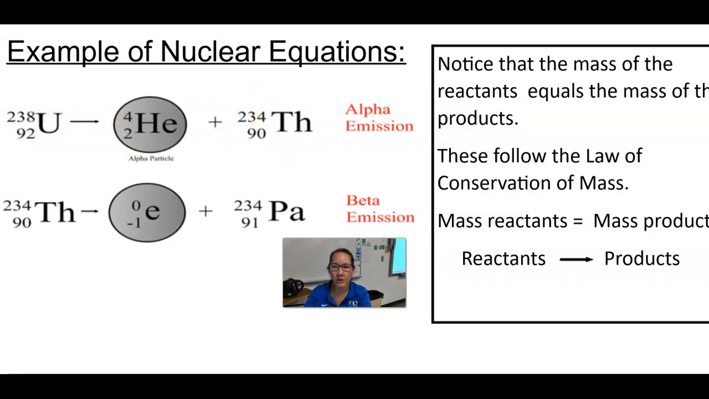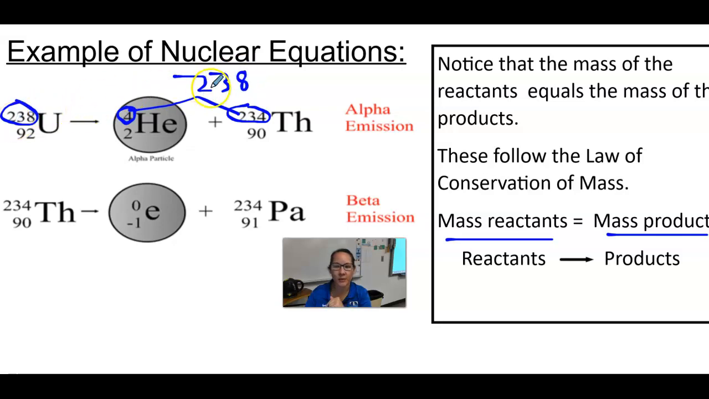I want you to also notice that the balance of your reactants and your products must be equal. Mass of reactants must equal mass of products. So here's the mass before the arrow, 238, and if you combine the total mass after the arrow on the product side, those also must equal 238. Writing with my mouse, sorry, it's so messy.